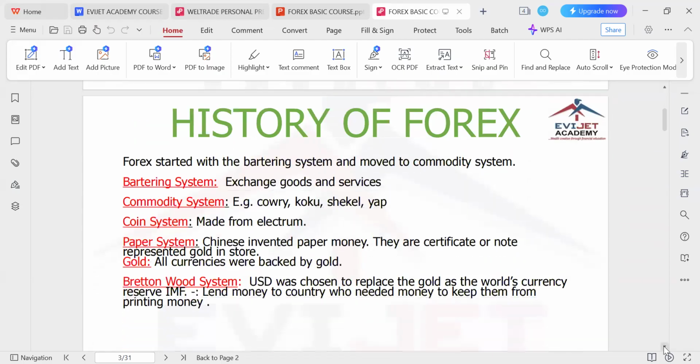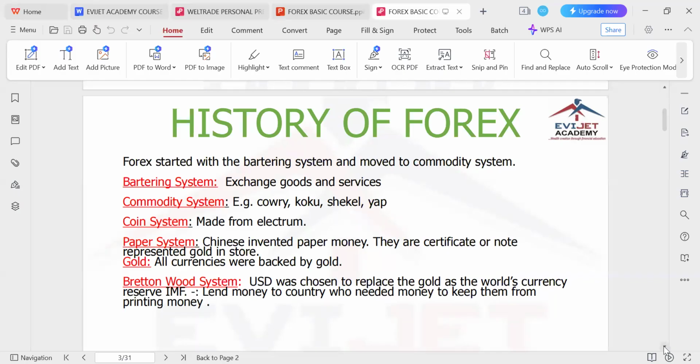Okay, so like I said about the history of Forex, we are not wasting our time looking at the history of Forex. It actually started with the barter system. What is barter? Trade by barter, exchange of goods and services. So you give me cowries, I give you yam, I give you food. You give me something, I give you another thing, it is exchange. Then the commodity system: cowries, cocoa, shekel, yap.